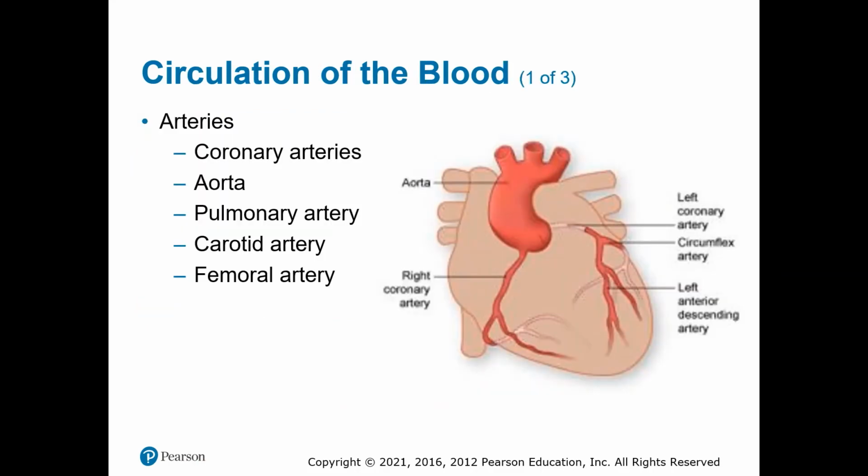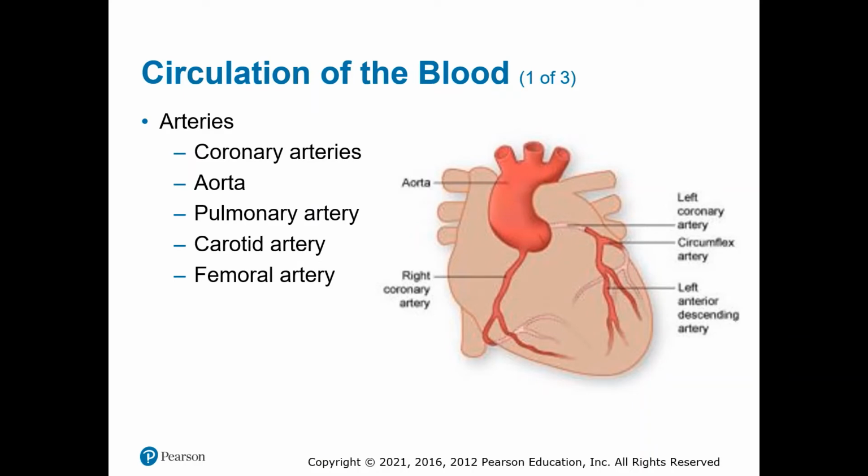Okay, so then we have the arteries. We have coronary arteries, which supply oxygenated blood to the heart. You have your right mainstem coronary artery, your left mainstem coronary artery, and then you have your circumflex artery, your left anterior descending artery, and then you have your right descending artery as well in the back.